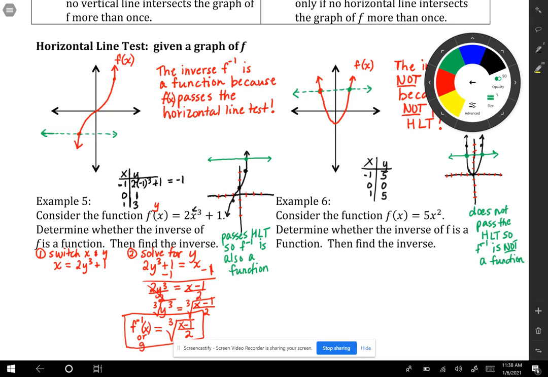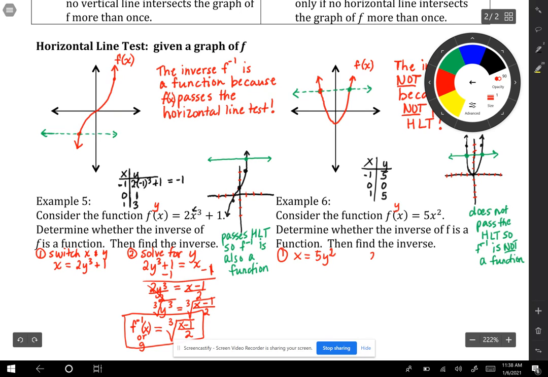But you can still write an equation for the inverse. You're just determining whether the inverse is a function. Every equation has an inverse equation. It just may or may not be a function. So let's go ahead and switch x and y. So this is y. So x equals 5y squared.